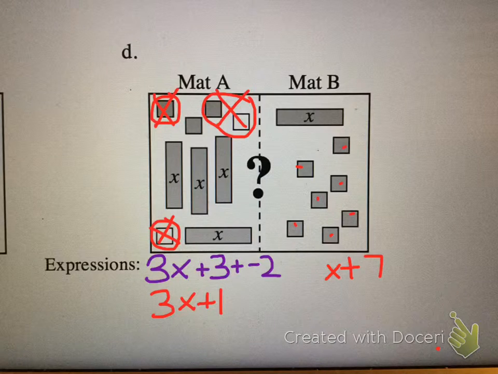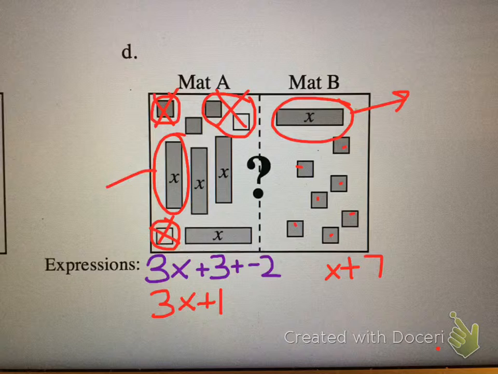On Mat B, there's nothing I can simplify to make zeros. Now that I've simplified all the zeros, I'm going to see what I can add or take away from both sides to help me simplify further. On Mat B, I have an x I'm going to get rid of, so I'm going to take away an x. I'm going to do the exact same thing in Mat A.